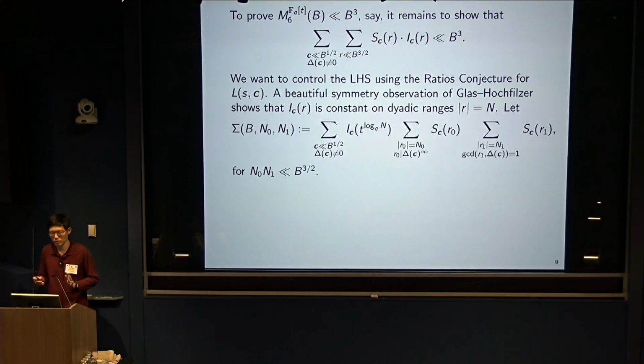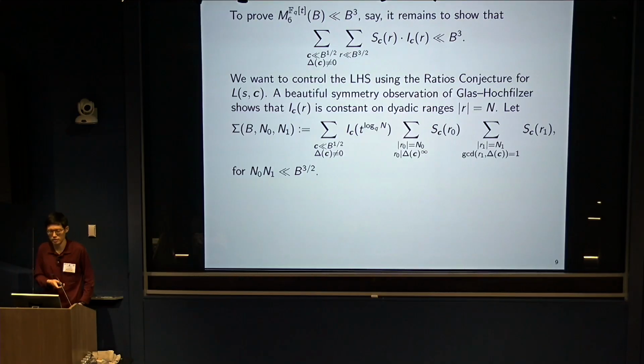So we want to show that the sum over delta c not equal to 0 of these s times i's is at most, say, b cubed or little o of b cubed maybe. And we want to use the ratios conjecture. So let me explain. I mean, we saw the L function, so it's natural to see that it could potentially be useful here. Let me go into a bit more detail.